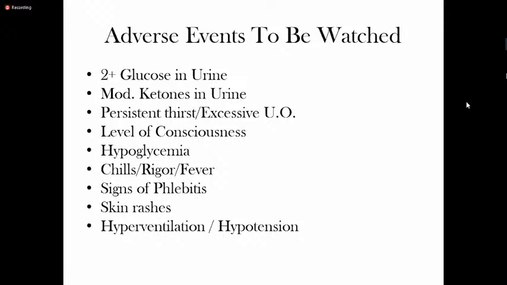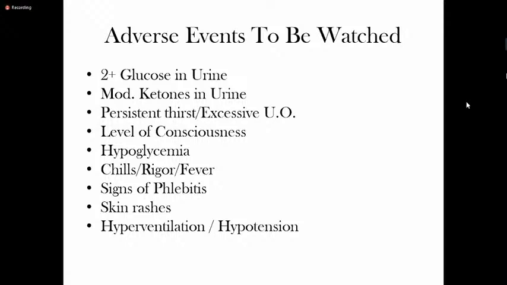What do we watch for? When we give these people parenteral nutrition, anytime we have 2+ glucose in urine, we know we are giving too much glucose. And then when we have ketones in urine, we know we are giving less glucose, okay? Persistent thirst and excessive urine output means we are giving too much glucose, okay? Also the level of consciousness and hypoglycemia, and these are normal routine things that are done within the ward, okay?